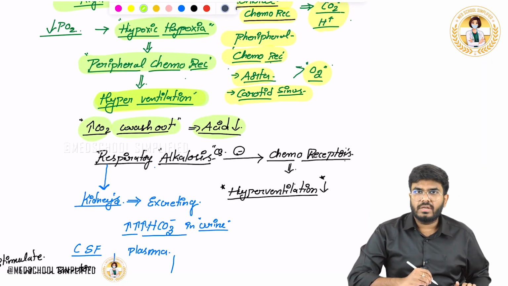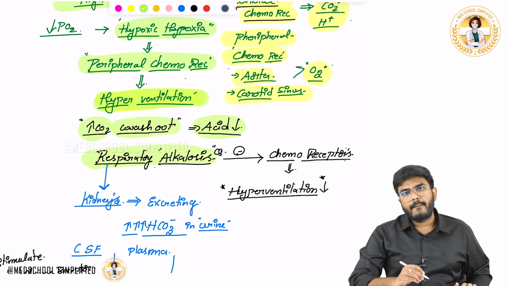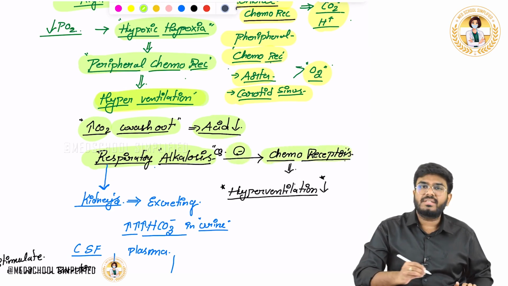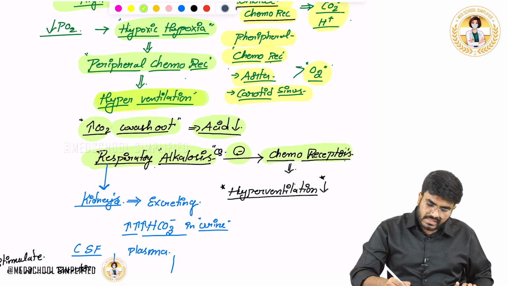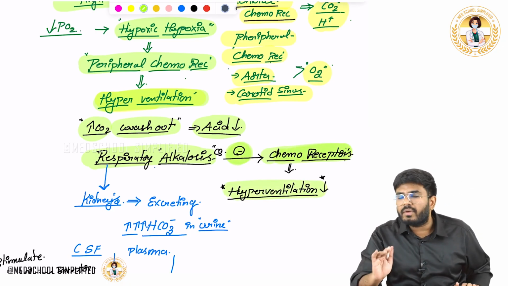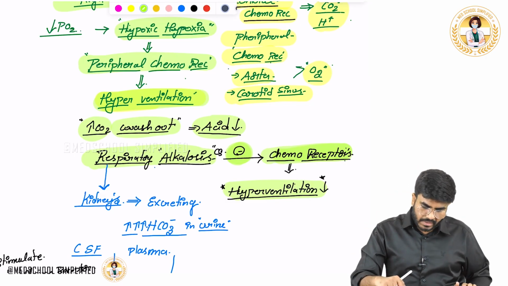So the acid levels in your plasma will decrease. So that is going to cause the respiratory alkalosis. Now, this respiratory alkalosis is an inhibitor of chemoreceptors. So alkalosis is inhibiting the chemoreceptors. So what happens to the ventilation? Ventilation comes down. There is no hyperventilation now. So initially there is hyperventilation. Later the ventilation decreases.